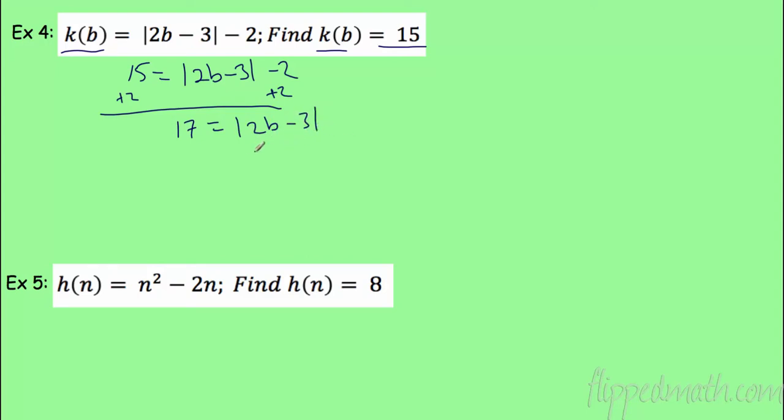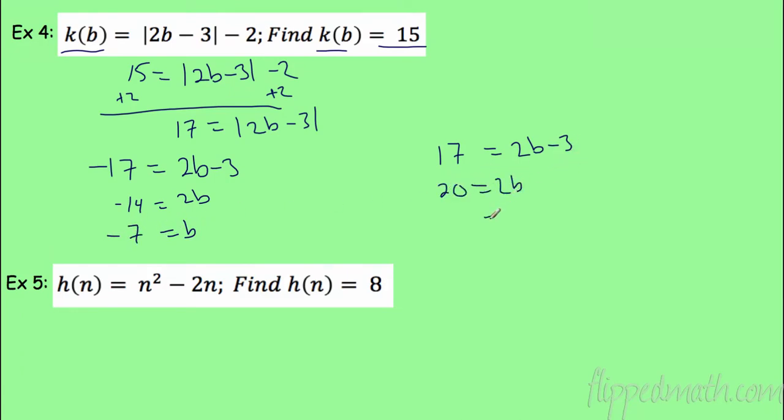Remember, when we have the absolute value, we create two equations. One is the opposite of our answer, negative 17 equals 2b minus 3. And one is exactly that answer, 17 equals 2b minus 3. Add 3 to this side, I get negative 14. Divide by 2, and b could be negative 7. Add 3 on this one, we get 20 equals 2b. We can divide by 2, and b would be 10.